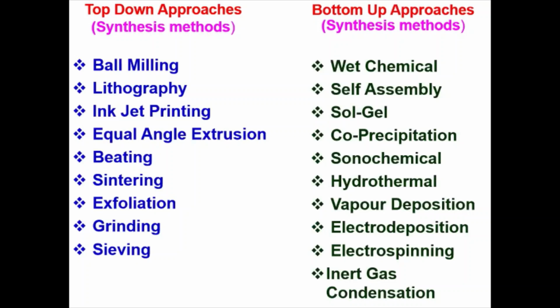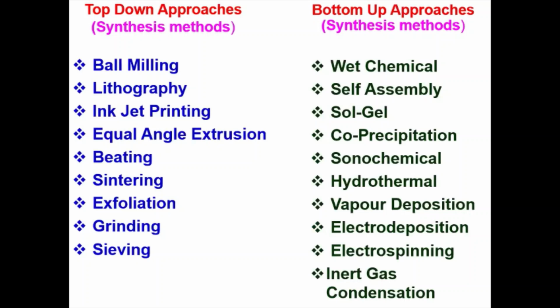Then with the bottom-up approaches, the synthesis methods predominantly used by every researcher to prepare nanomaterials are chemical self-assembly. This self-assembly you can have in lithography also, but mainly this is a chemical route. Then sol-gel, co-precipitation, hydrothermal, solvothermal, and sonochemical methods, and vapor deposition. The vapor deposition may be either physical or chemical vapor deposition. And then electrodeposition, where you can have electroless or electrochemical deposition.